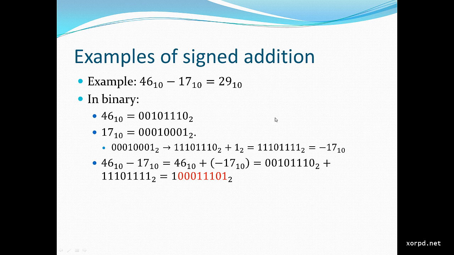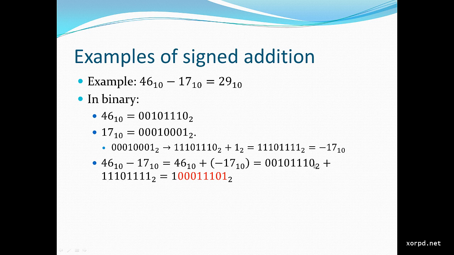Now, we are just going to add the numbers. Why is that? Because instead of subtracting, we can just add the negation of a number, just like it shows here. And we are going to get this calculation.